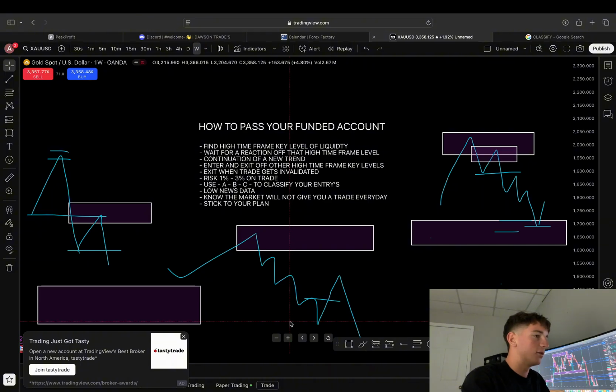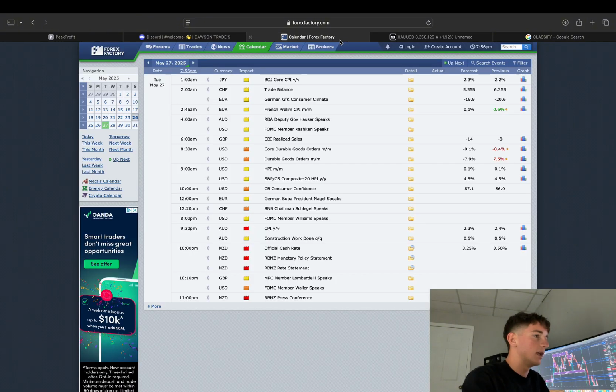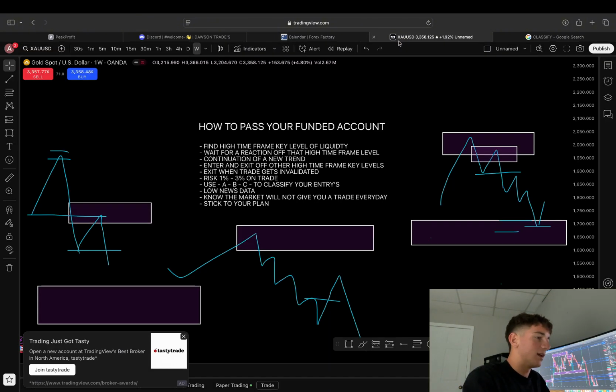Next thing I want you guys doing is going to Forex Factory, downloading this app, or opening this browser. I do not want you guys trading if there are any red news candles at all. No CPI, no PPI, nothing high impact. Only trade if we have yellow folders or even orange folders if they aren't super effective. But I want you guys trading on low news data days.